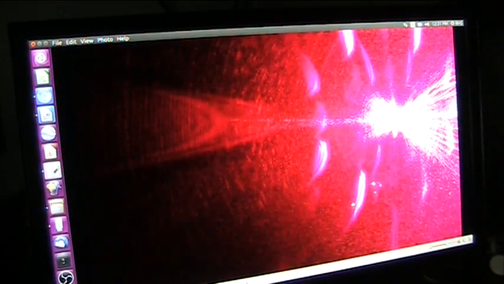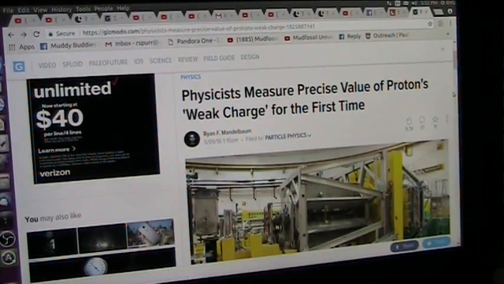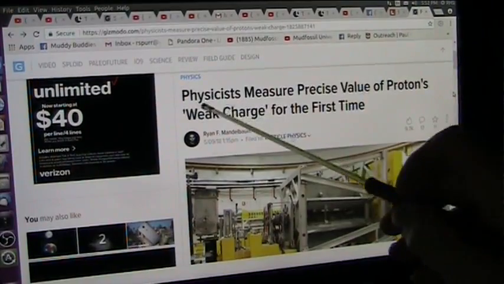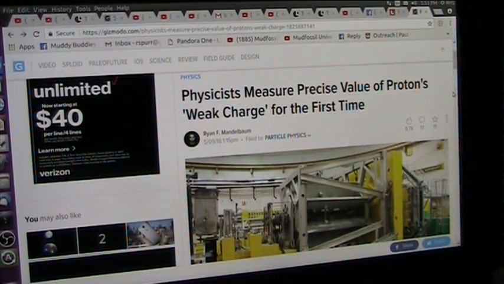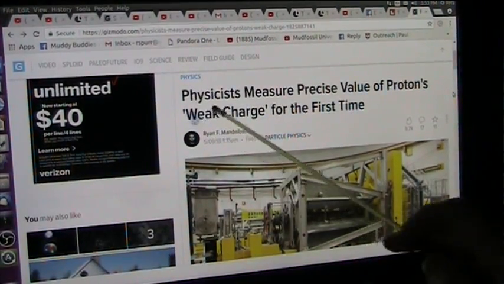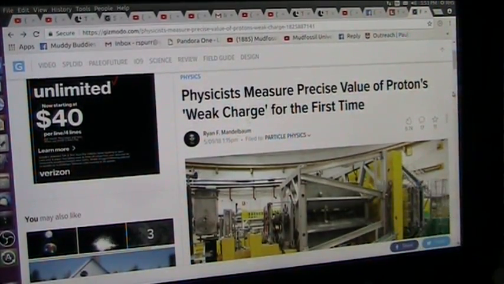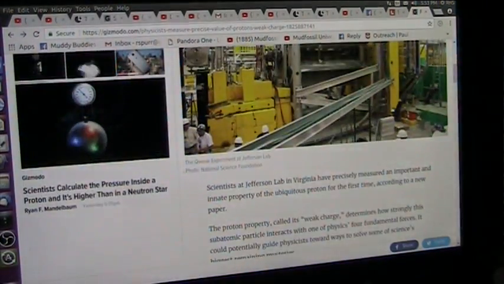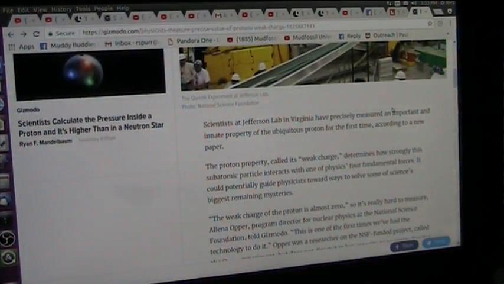and something else. Roger, once again, coming from the world of nuclear physics, and huge news today in particle physics. Physicists measure precise value of protons' weak charge for the first time. Well, what is a weak charge, and how did they measure it? It's a little involved, and if you want to read through it, that's fine.